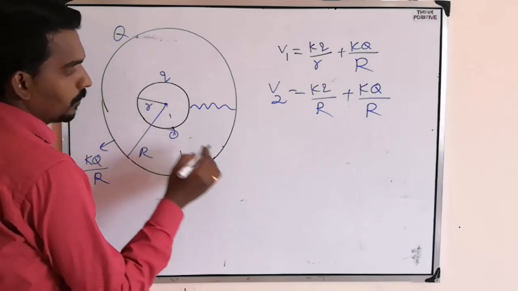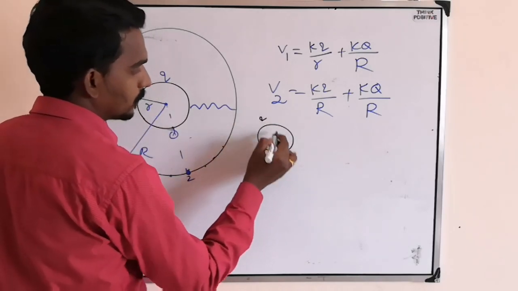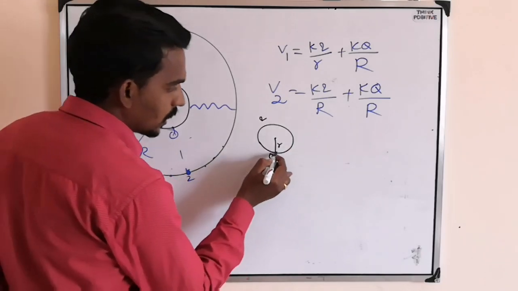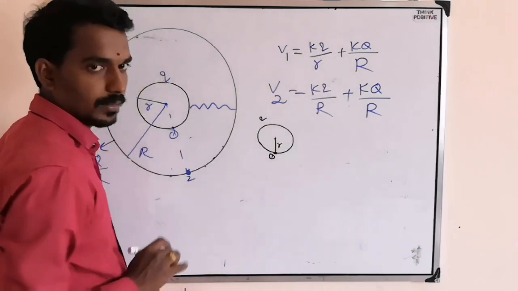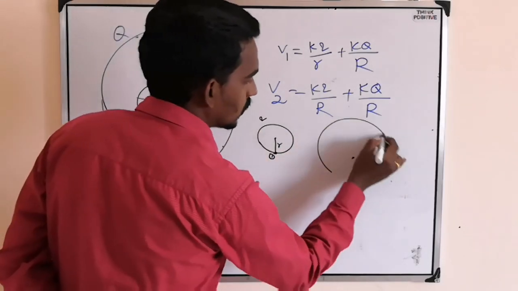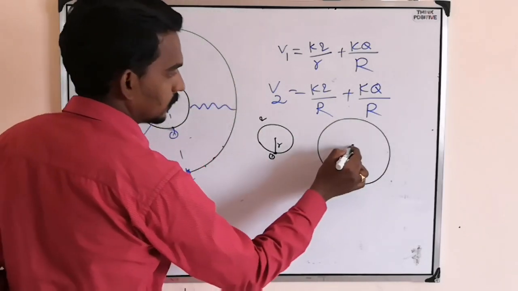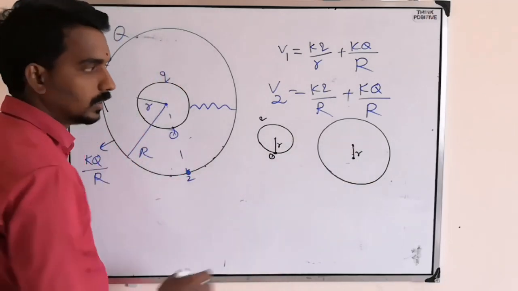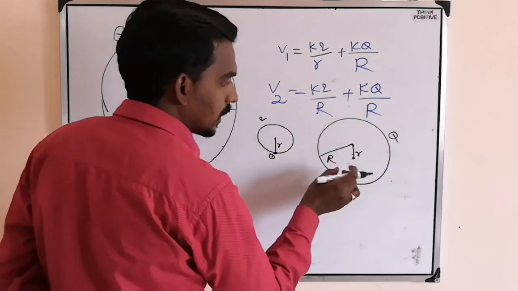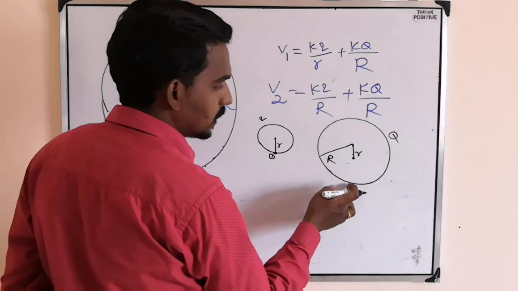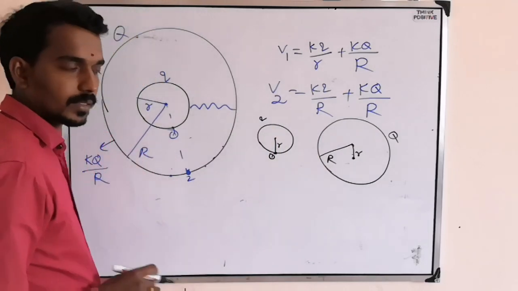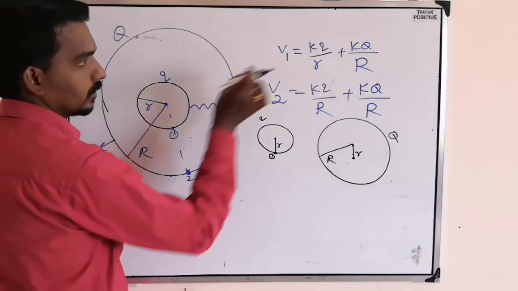If you consider only the inner one, first, the point is at radius small r. So the potential on the surface is kq by small r. And if you consider the same point and consider the outer shell, the situation is like this. Now the charge is capital Q, radius is capital R. But due to a shell, inside everywhere the potential is the same as on the surface, K capital Q by R. This is for the inside one.